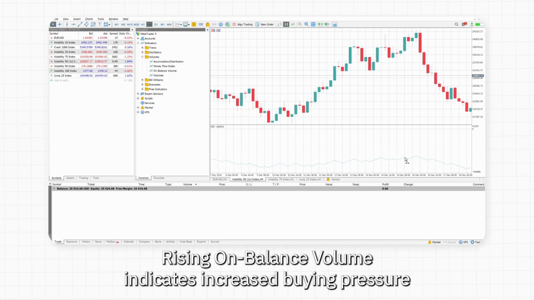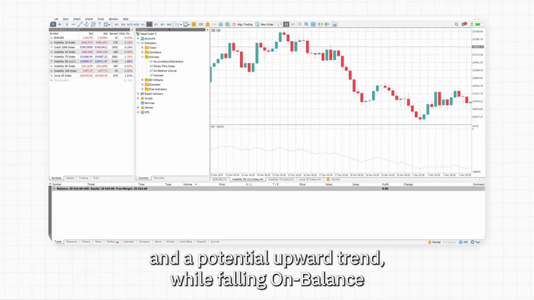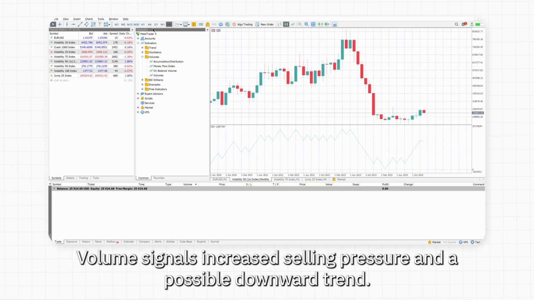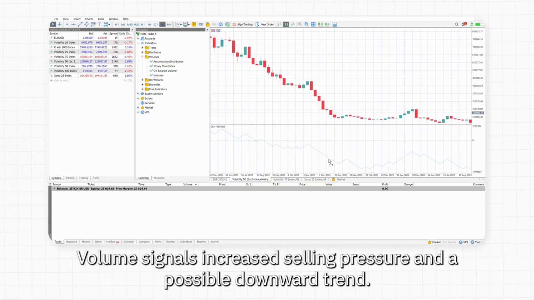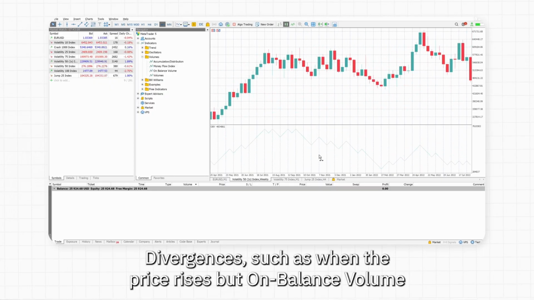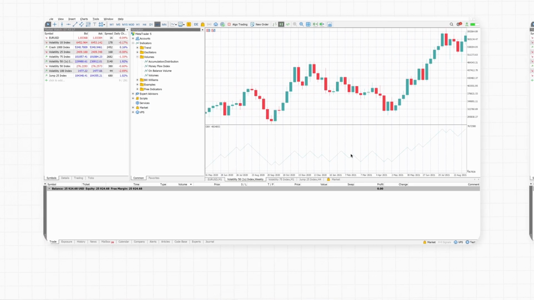Rising on-balance volume indicates increased buying pressure and a potential upward trend, while falling on-balance volume signals increased selling pressure and a possible downward trend. Divergences, such as when the price rises but on-balance volume falls or vice versa, can suggest a potential trend reversal.